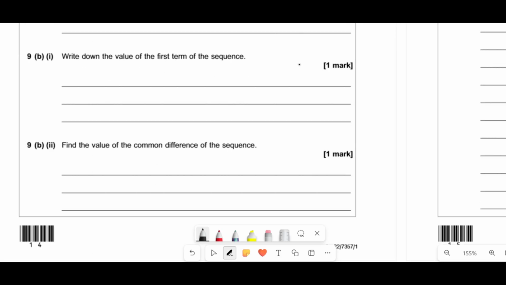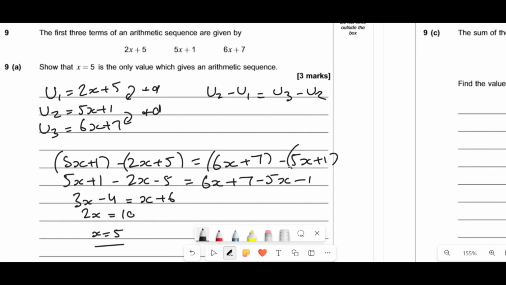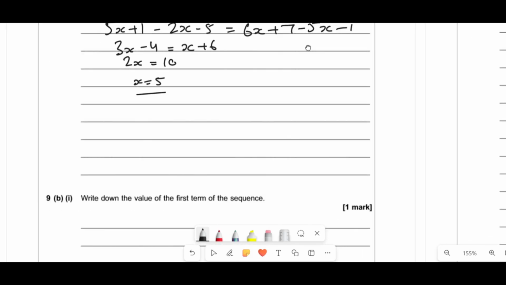So then it says write down the value of the first term of the sequence. So x is 5 is the only one that gives you that. So 2 times 5 plus 5 is 15. So the first value is 15.